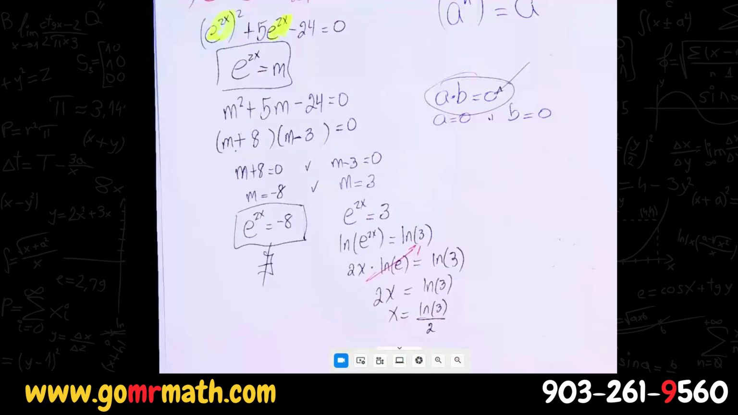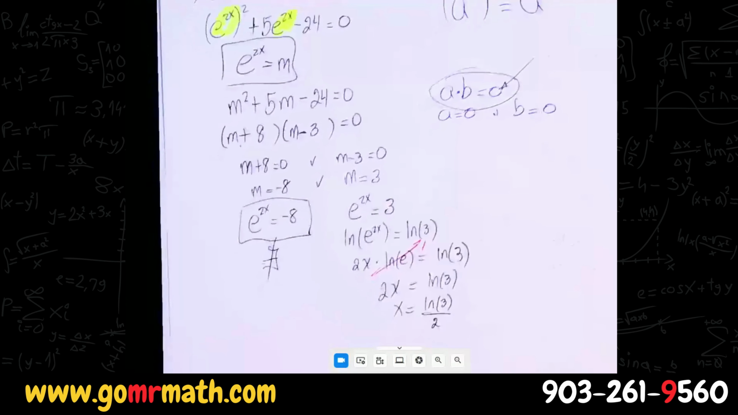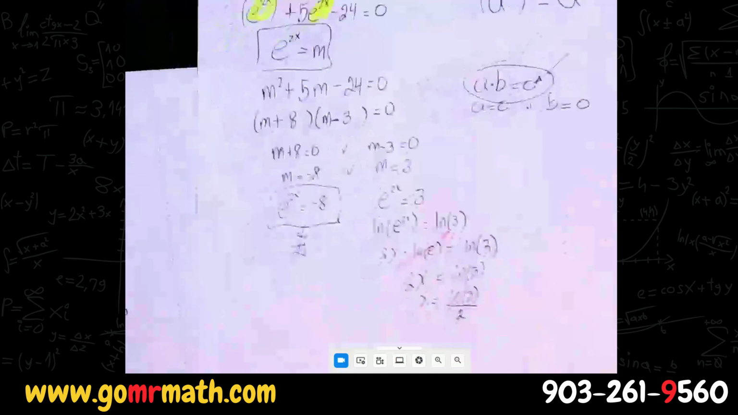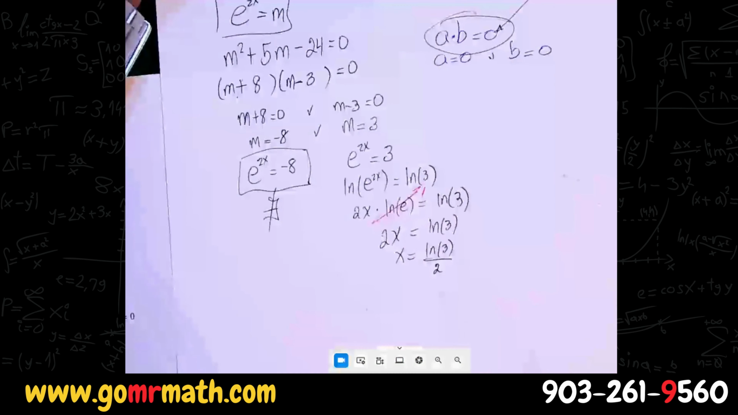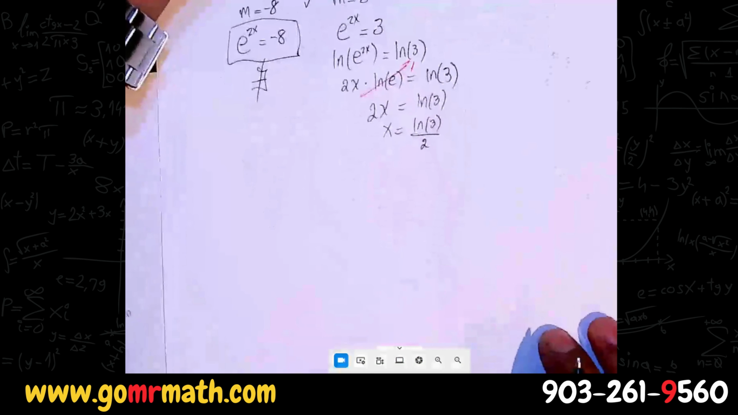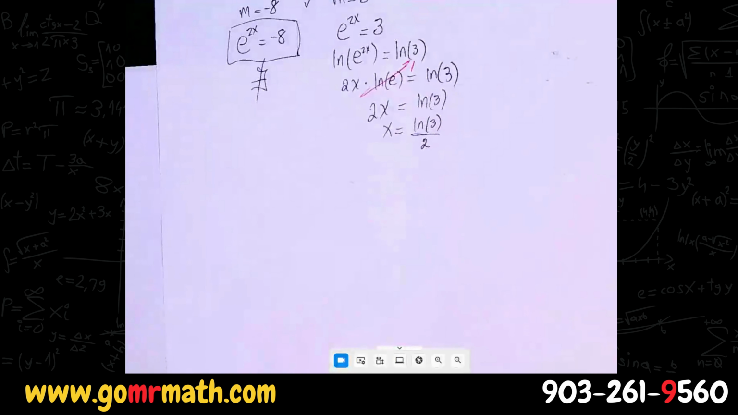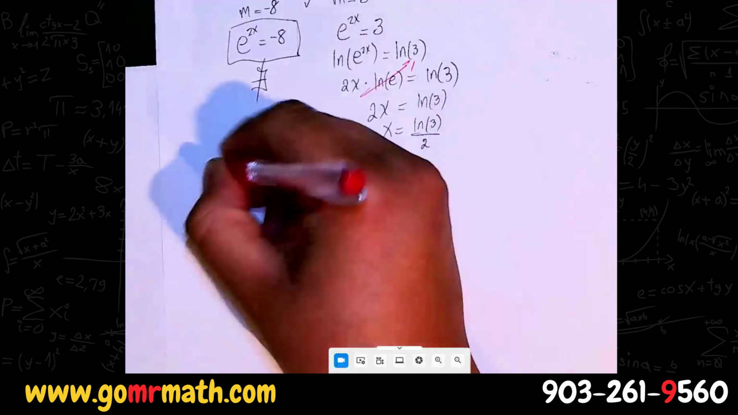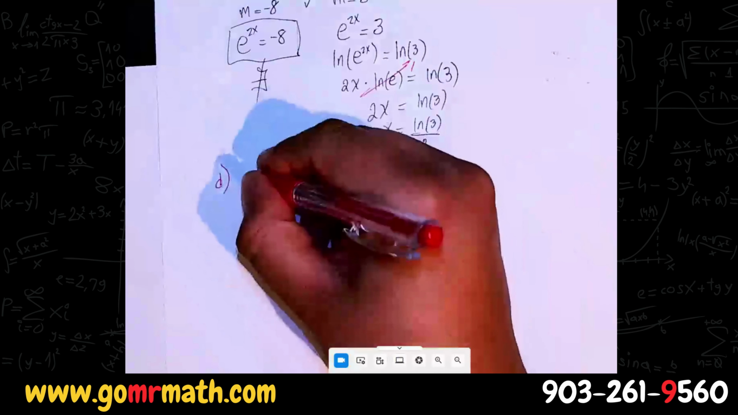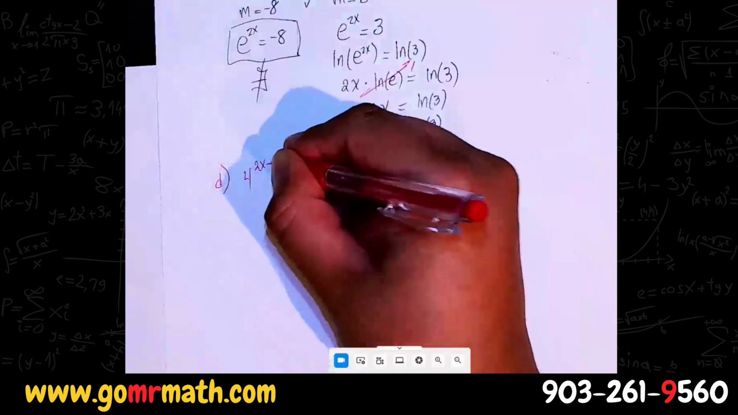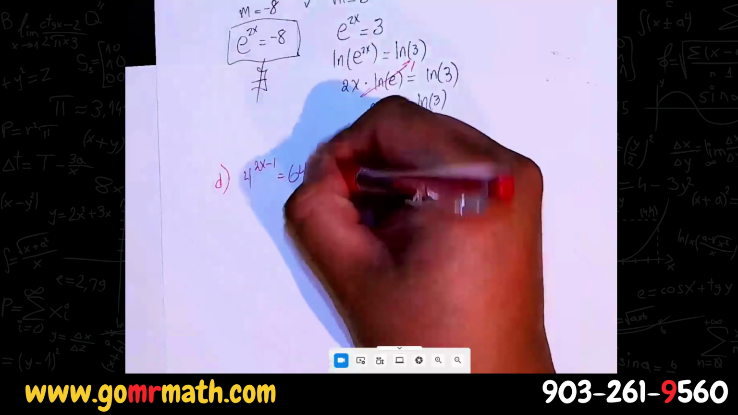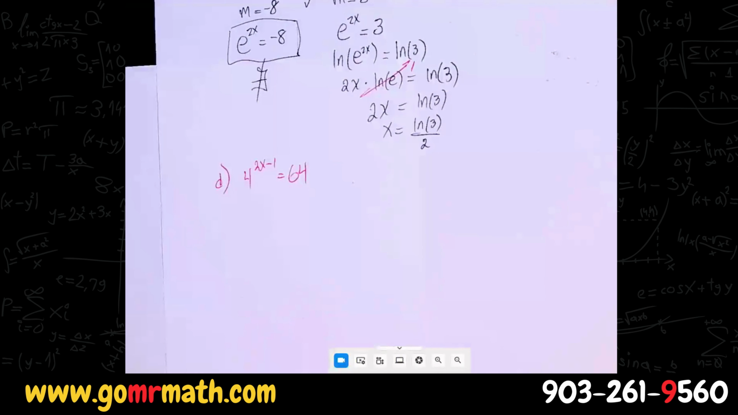Okay, now let's work on the last one. Let me see. This is letter D. Let me pull this up a little bit. There we go. Okay, letter D says 4 to the 2x minus 1 equals to 64. Okay, this is a very simple exercise. I mean, maybe it doesn't look like it, but it's very, very simple.